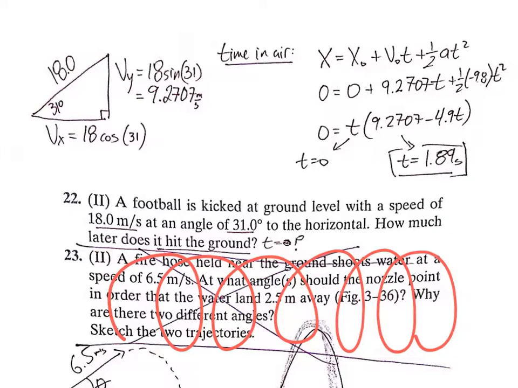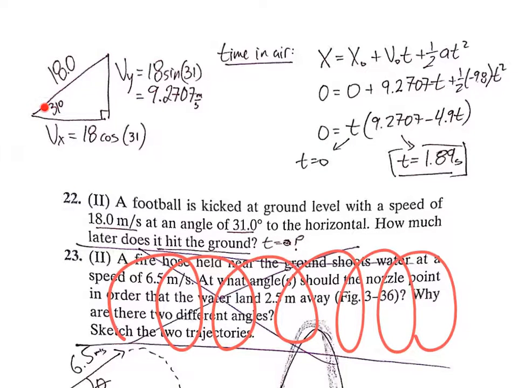So it says, a football is kicked at ground level with a speed of 18 meters per second at an angle of 31 degrees to the horizontal, or with respect to the horizontal. How much later does it hit the ground? So how much later does it hit the ground? We're looking for time.